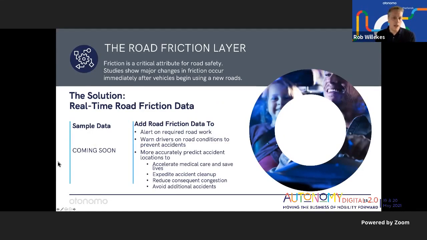And this is a new one. The road friction layer gives information about the road in all kinds of situations, whether it's dry, whether it's snowy, whether it's raining. It gives back the friction data about the condition of the car and the road in combination with the road. And again, services can be built up on that to feed back in real time into navigation applications to give more accurate information about the road condition.